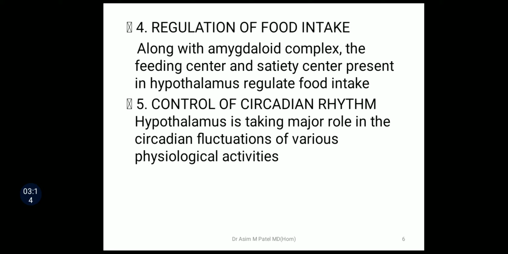Then the fifth function is control of circadian rhythm. Circadian rhythm means various activities which occur in a span of 24 hours regularly or rhythmically. This is called circadian rhythm. It is one of the important functions of the hypothalamus that we have already studied. The hypothalamus takes a major role in the circadian fluctuations of various physiological activities.